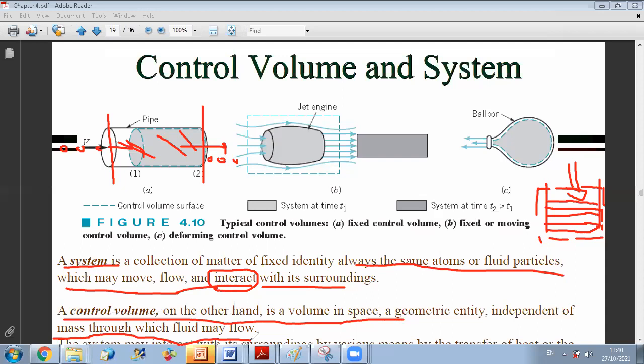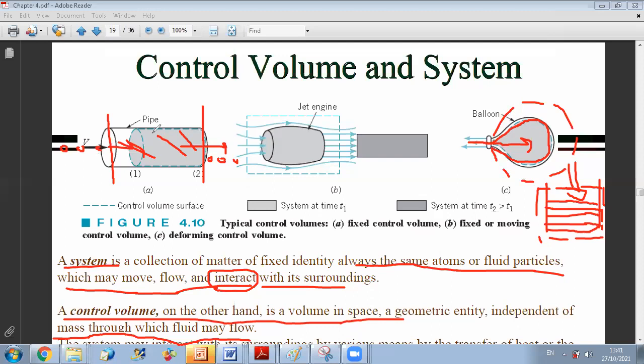Okay. Now, both system and control volume can have variable geometry. And what do I mean by this? If I give you the example of the balloon, if I'm interested in a balloon as a control volume, this balloon can change in volume. So if I have, let's say, gas that will enter it, it can expand. So the geometry of my control volume can be variable with time.